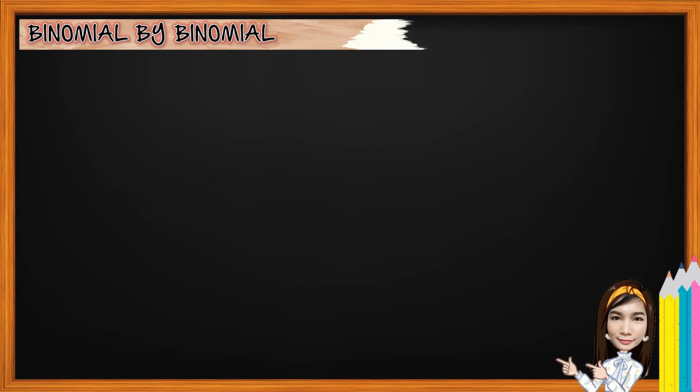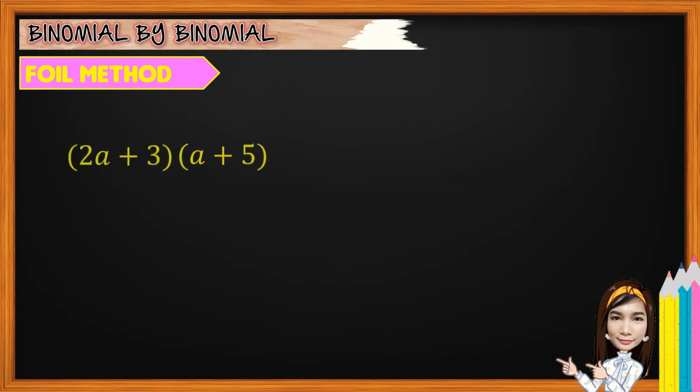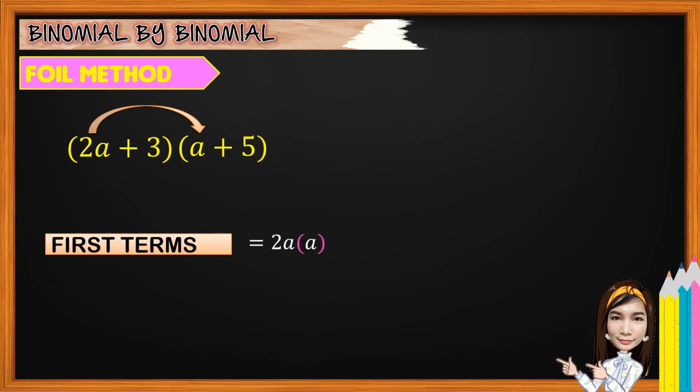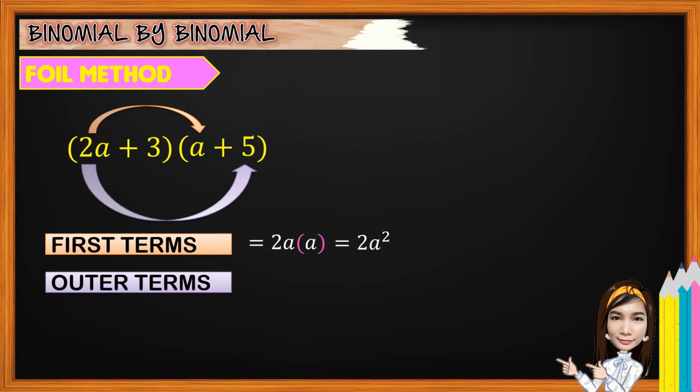Now let's have binomial by binomial. Here, we are going to use the FOIL method. Given the quantity 2a plus 3 times the quantity a plus 5. Multiply the first terms, we have 2a times a, and that is 2a squared. Multiply the outer terms, we have 2a times 5, and that is equal to 10a.